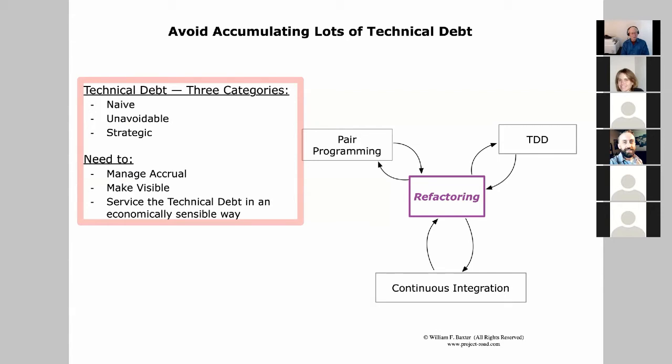And so now we need to manage this accrual of technical debt, make it visible, and service it in an economically sensible way at the appropriate times. So maybe we can live with it for 3 weeks before we refactor it, and then it becomes such a serious problem we really got to spend some time refactoring. So maybe we get to this point where on a certain sprint, we need to spend 3 days of that sprint refactoring.